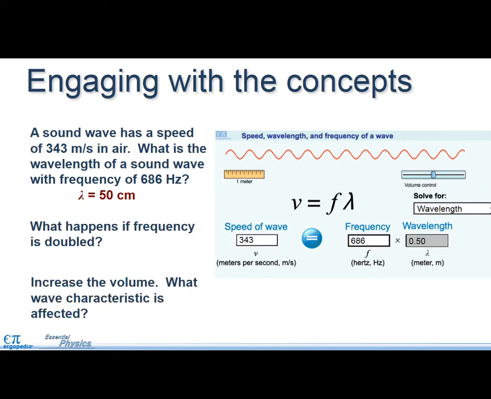Okay. So the way that we solve this is we say that it's 1/2 a meter, which is also the same thing as 50 centimeters. So what happens if the frequency is doubled? Well, you can try this in the simulation.